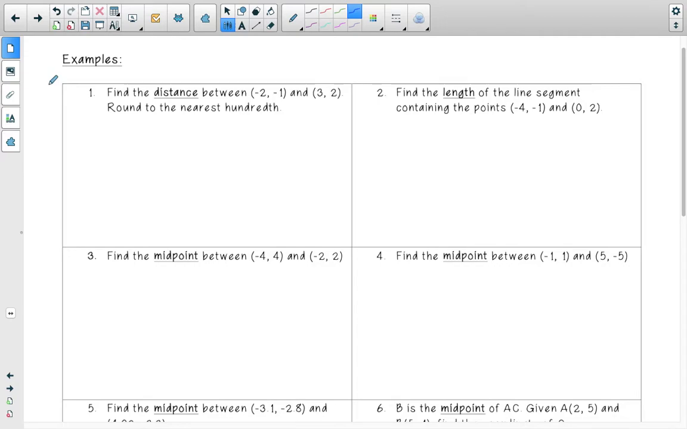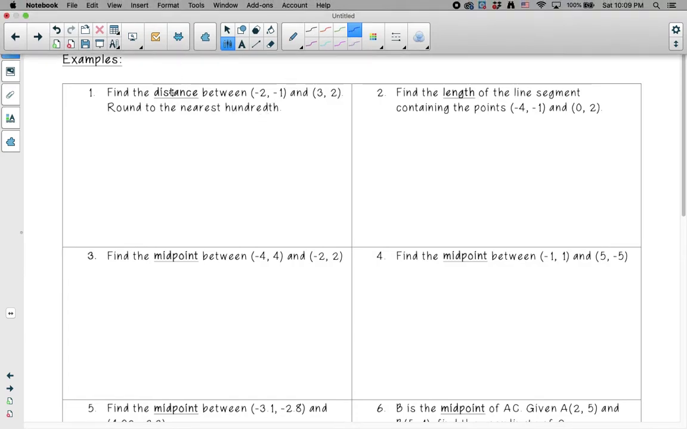This video is on examples of distance formula, midpoint formula, and triangle midsegment theorem. Our first question says to find the distance between coordinates (-2, -1) and (3, 2). Round to the nearest hundredth. That means 2 decimal places.